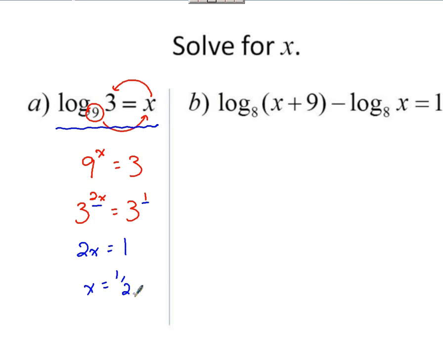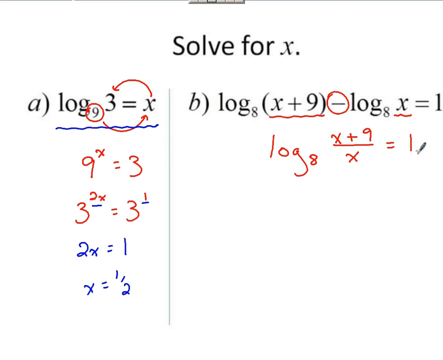In part B, you've got a couple of logarithms to put together. Here, we've got subtraction that separates those logarithms. So when I have subtraction, I can create a single logarithm, in this case log base 8, of, using these two pieces that follow the logarithms up here, of the quotient x plus 9 over x. That would equal 1.